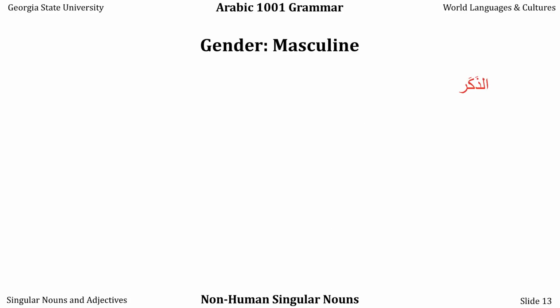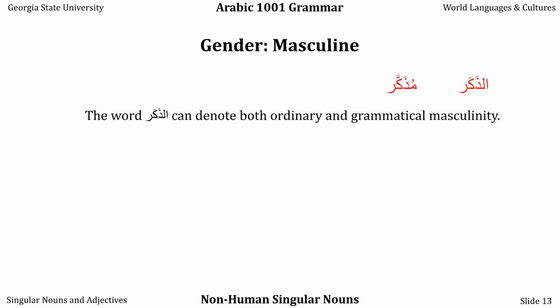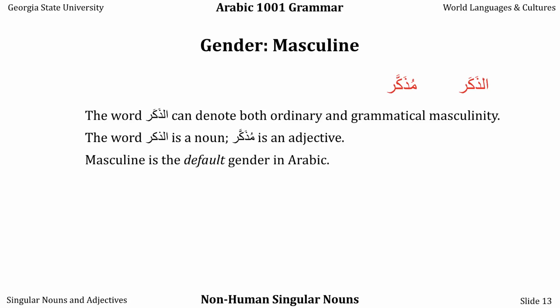Let's talk about masculine first. Adhakar is the word for masculine, the noun. We usually use the adjective mudhakkar. So the word dhakar can denote both ordinary and grammatical masculinity if we're referring to a male person or animal, for example. The word adhakar is a noun, and mudhakkar, the word we're going to use most of the time, is an adjective. Masculine is the default gender in Arabic.